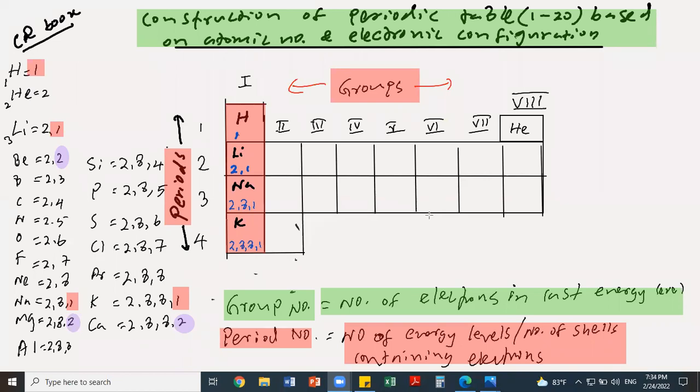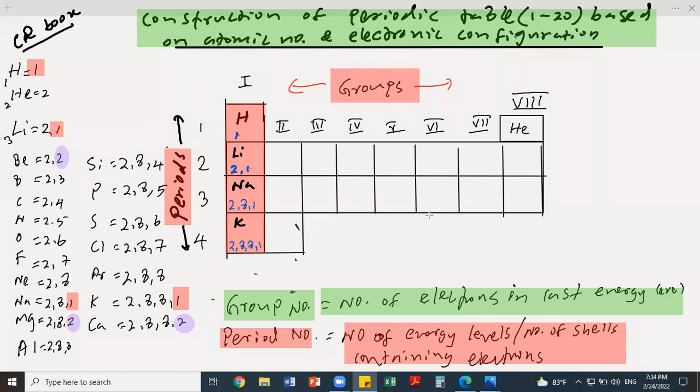Number 2 here, second row, this row. If there are 3 energy levels, if there are 3 shells, look here, sodium to argon, they all belong to the same row. Why? They all have 3 energy levels: 2,8,1, 2,8,2, 2,8,8. Electrons are in 3 energy levels. Up to neon, electrons are in 2 shells or 2 levels.